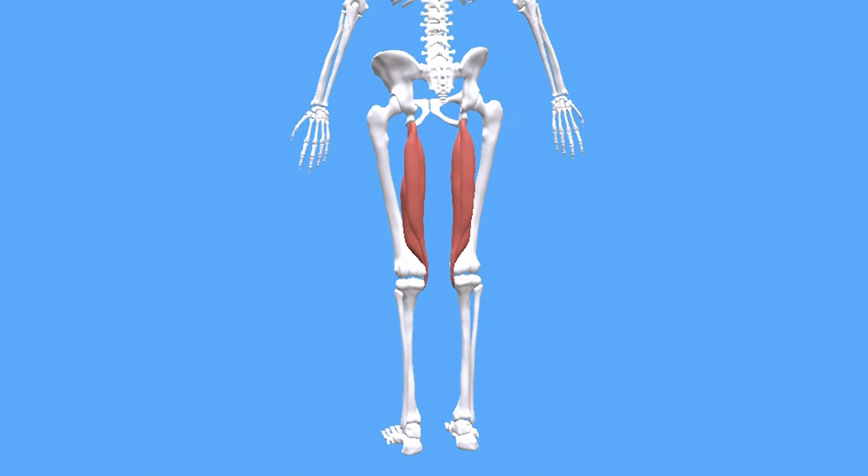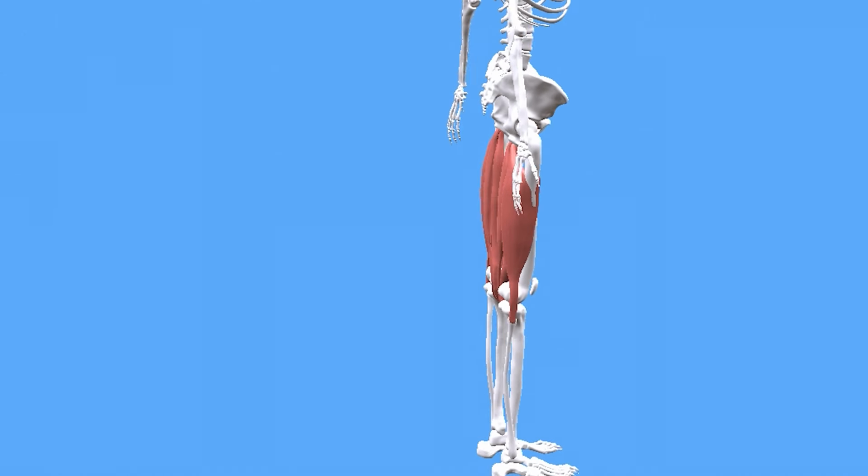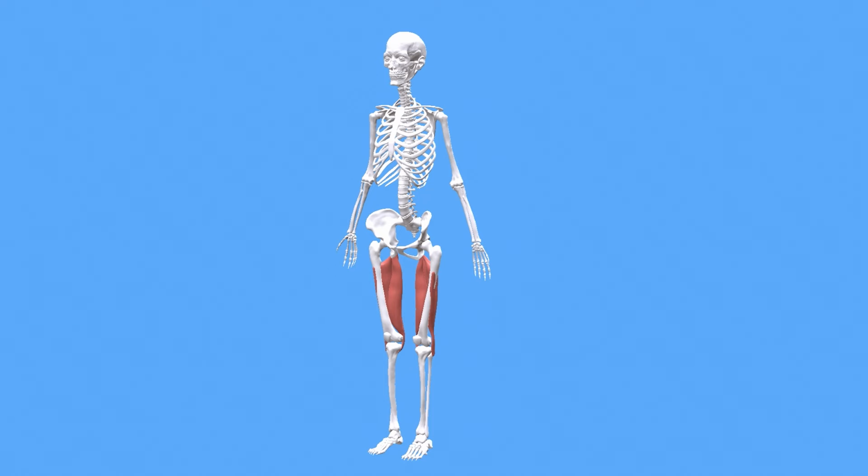The hamstring muscle group consists of three muscles: the semitendinosus and semimembranosus, which are located closer to the inner thigh, and the biceps femoris, which consists of two heads, short and long, and is located closer to the outer thigh. These muscles are often simply called hamstrings.